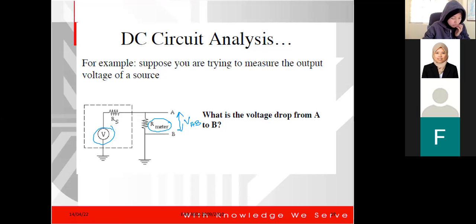Okay, it's already 8:41. Does anybody have the solution for the questions? Can I have a volunteer to show the class, or just tell me your answer? What do you get for the voltage drop from A to B? Any volunteer?